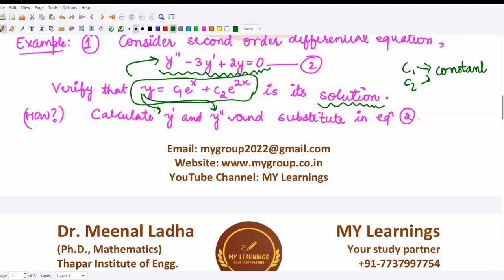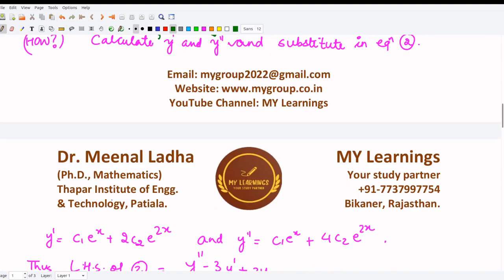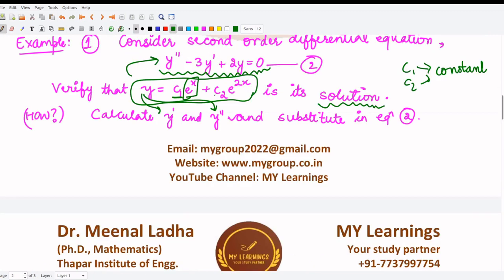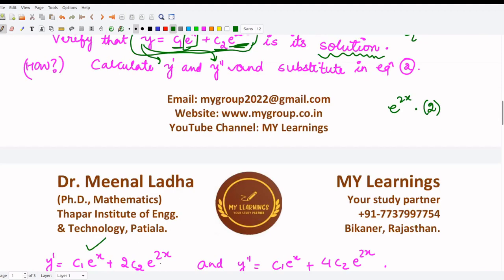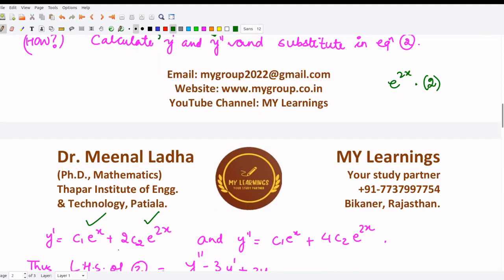We can very easily compute the derivatives of this function. c1 is constant, and the derivative of e to the power x is e to the power x. Here c2 is constant, so it stays as such. The derivative of e to the power 2x would be e to the power 2x times the derivative of 2x, which is 2. So you would have 2c2 e to the power 2x. And what would be the derivative of this again? It would be c1 e to the power x as such, and 4c2 e to the power 2x.